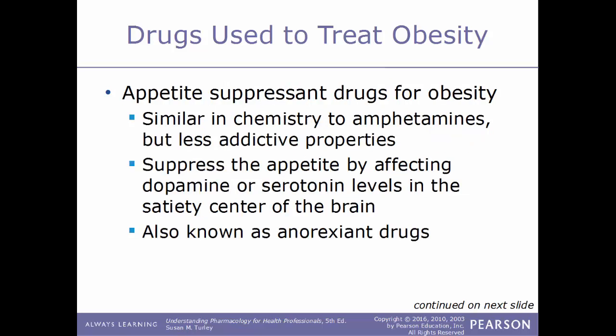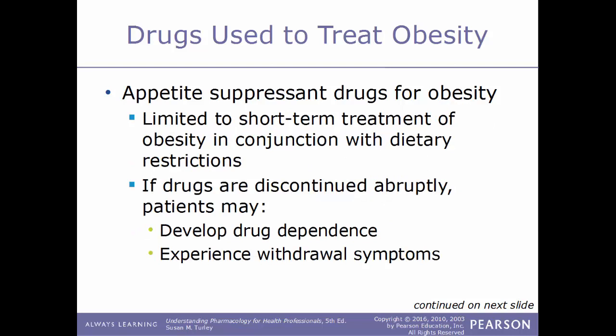When it comes to appetite suppressant drugs, these are similar in their chemistry to amphetamines, but obviously having less addictive properties. And they suppress the appetite by affecting the levels of dopamine or serotonin in the satiety center of the brain. These are also known as anorexiant drugs. Now these are limited to short-term treatments of obesity in conjunction with dietary restrictions. So you can't just rely on appetite suppressant drugs. There has to be in conjunction with other forms of treatment.